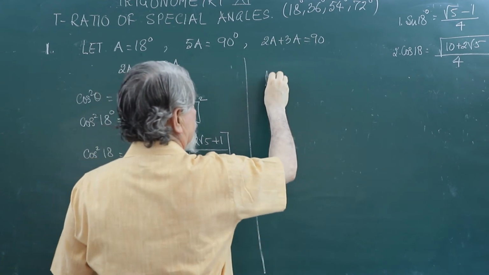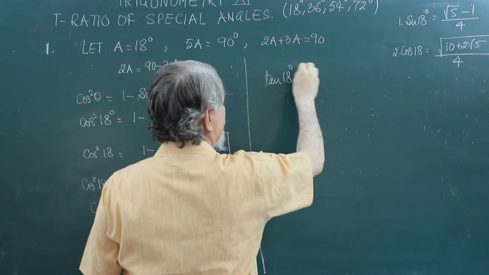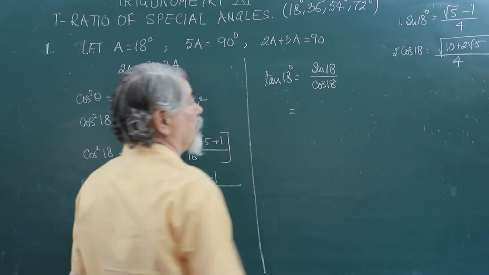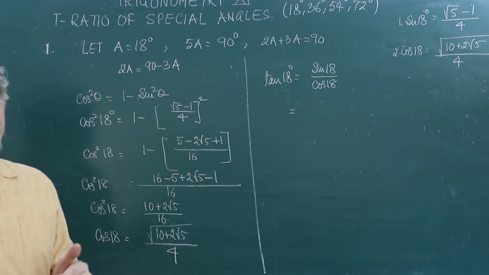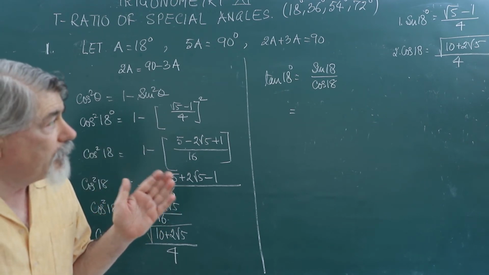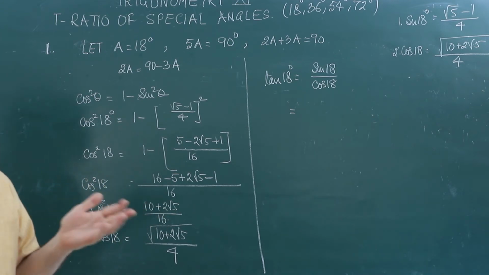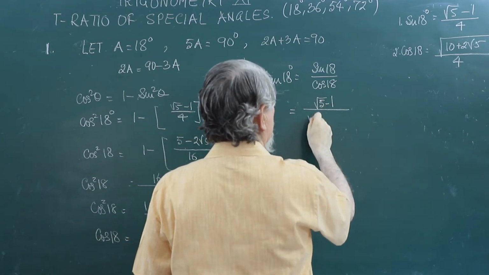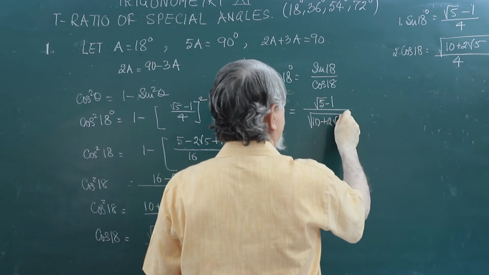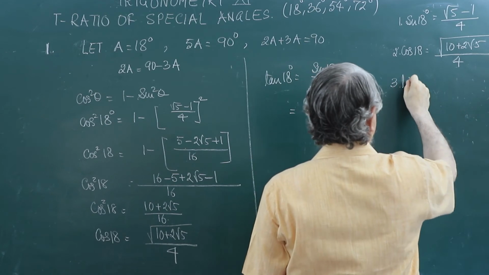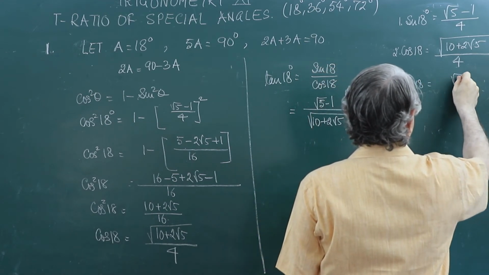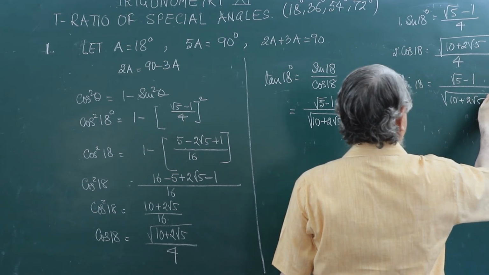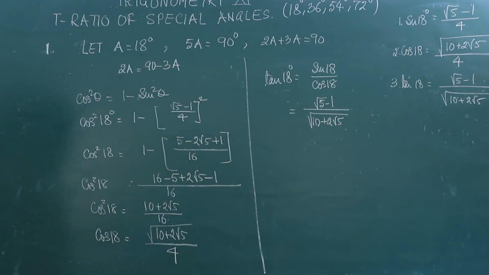It will be simple. Tan 18 will be sin 18 upon cos 18. Divide the value of sin 18 by the value of cos 18. The value of sin 18 is root 5 minus 1 upon 4. Cos 18 is under root 10 plus 2 root 5 upon 4. Both the denominators are the same, so they will cancel with each other. We will have root 5 minus 1 upon under root 10 plus 2 root 5. So this is the value of tan 18: root 5 minus 1 upon under root 10 plus 2 root 5. So we have got the value of sin 18, cos 18 and tan 18.